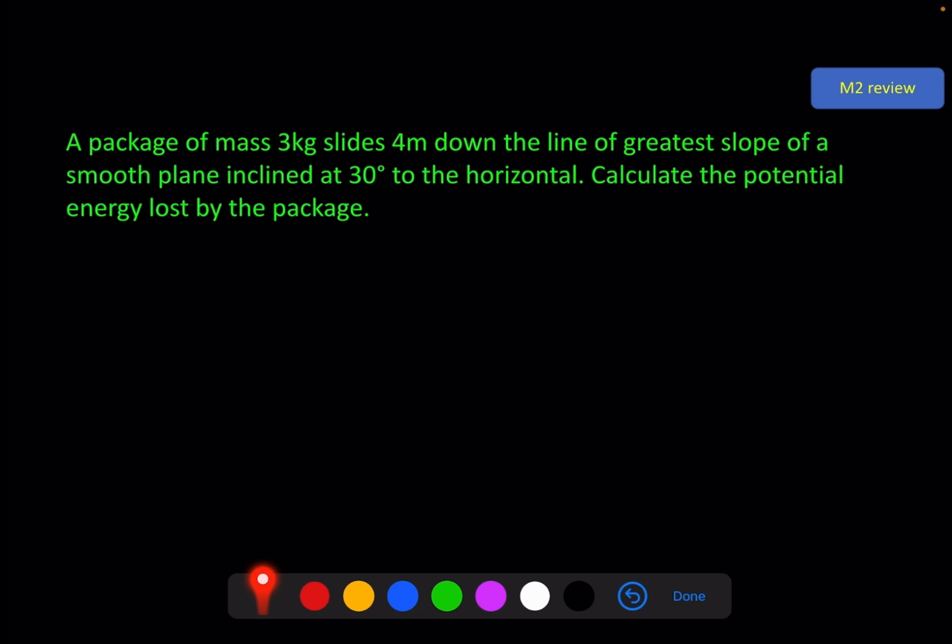A package of mass 3 kilograms slides 4 meters down a line of greatest slope of a smooth inclined plane, 30 degrees. Calculate the potential energy lost by the package. So we've got the mass is equal to 3 kilograms, and it is going to slide down 4 meters.